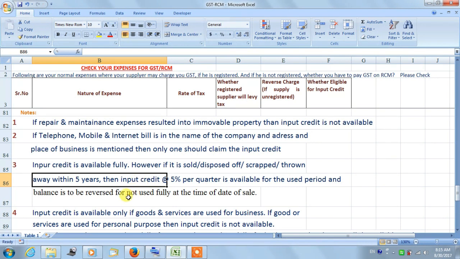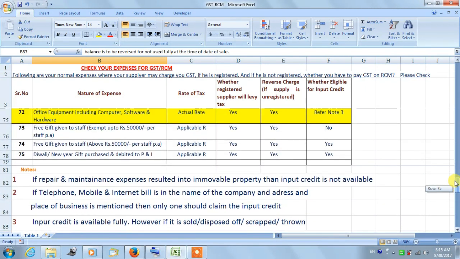However, if it is sold or disposed of or scrapped or thrown away within 5 years, then input credit at 5% per quarter is available for the used period, and the balance is to be reversed for the period not used, as of the date of sale. So these are the things you need to remember.